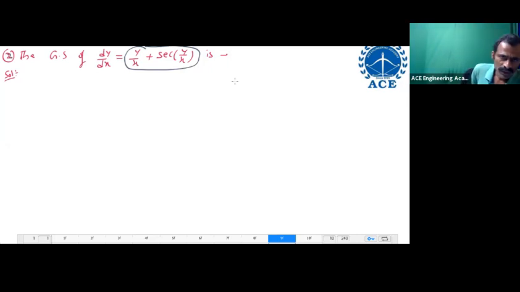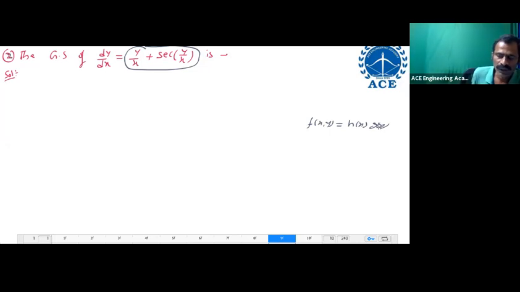Is it in variable separable form? Not in variable separable form. On the right hand side, f of x comma y is not in the form of variable separable form. So we cannot solve this problem by the variable separable method, because this function f of x comma y is not written in the form of h of x into g of y. The first method condition fails, so we go to the second method.